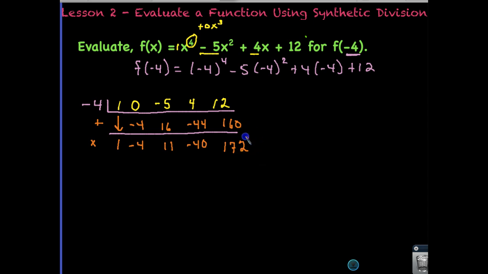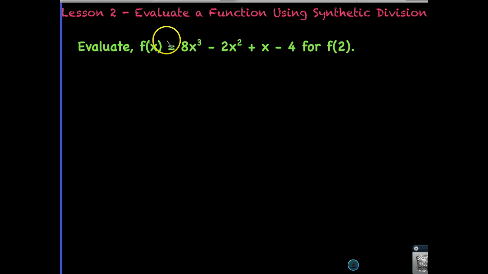It's very significant because that is the number we would have gotten had we substituted the -4 in for all the x's and simplified. We would have got 172. But if you'll notice, I did that very quickly without my calculator in my head, and I was able to get 172 much easier than just plugging in. Let's try a couple more.